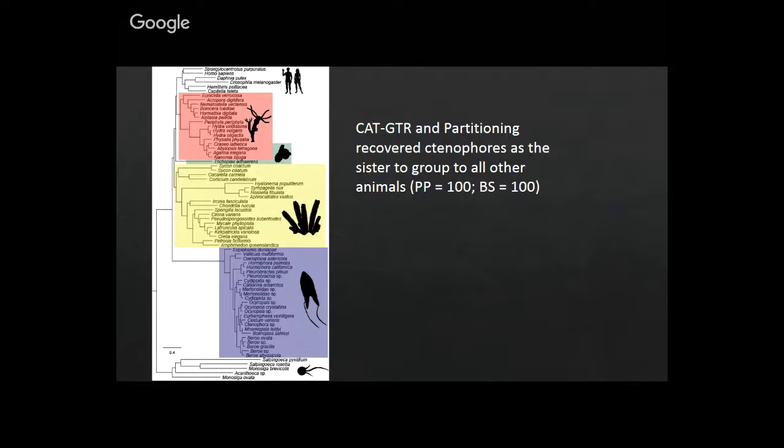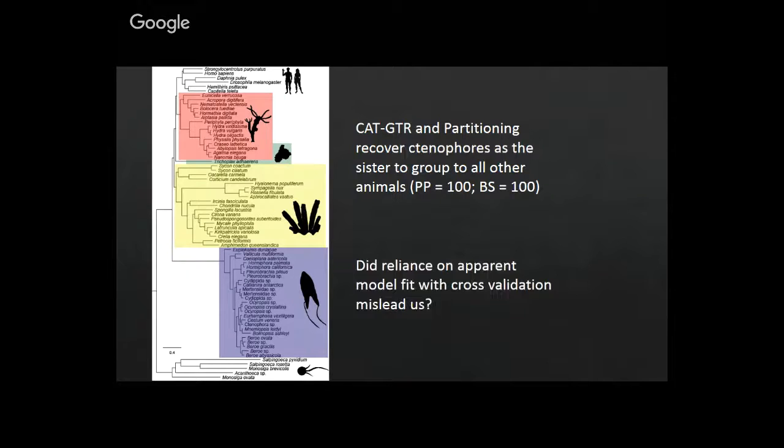And so that seems to suggest that some of these models may have fit the data less well than CAT-F81. Maybe that model testing was a little problematic. I'm not saying that model testing as a whole shouldn't be done or that there's anything wrong with model testing at its core, but cross-validation as an approach hasn't been widely used for substitution models.